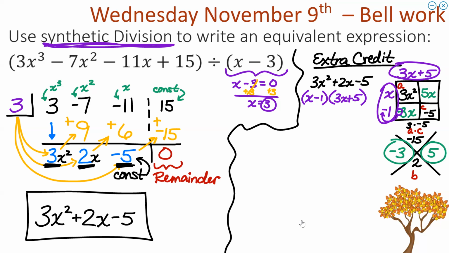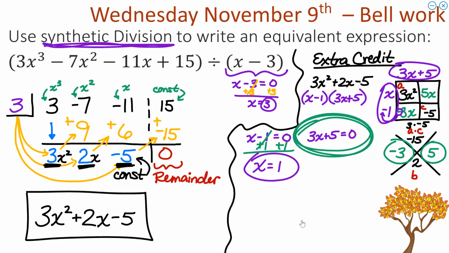Getting this far with the factoring will earn you extra credit. You can earn even more extra credit by doing what with each of those factors? Set them equal to 0. x minus 1 equals 0. 3x plus 5 equals 0. How do I solve this first one for x? Add 1 to both sides. So x equals 1.